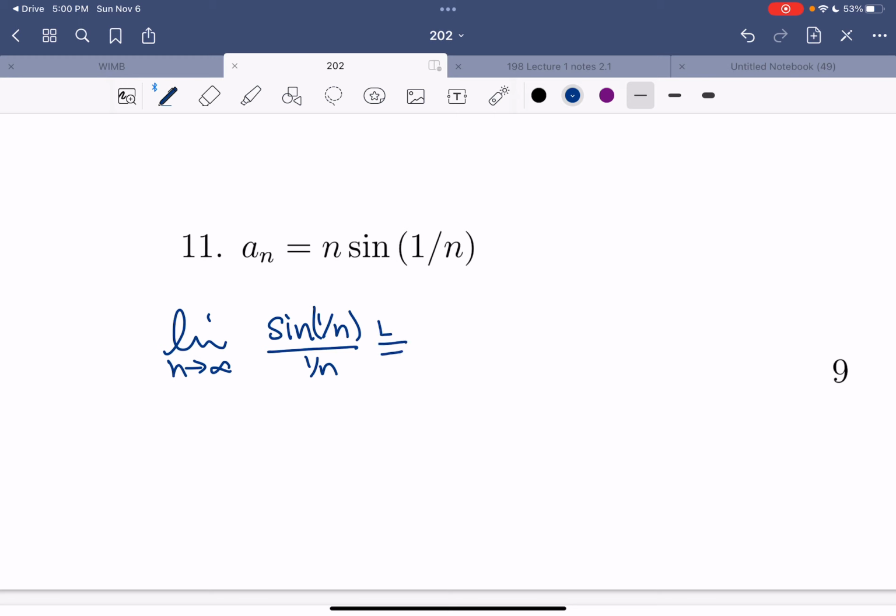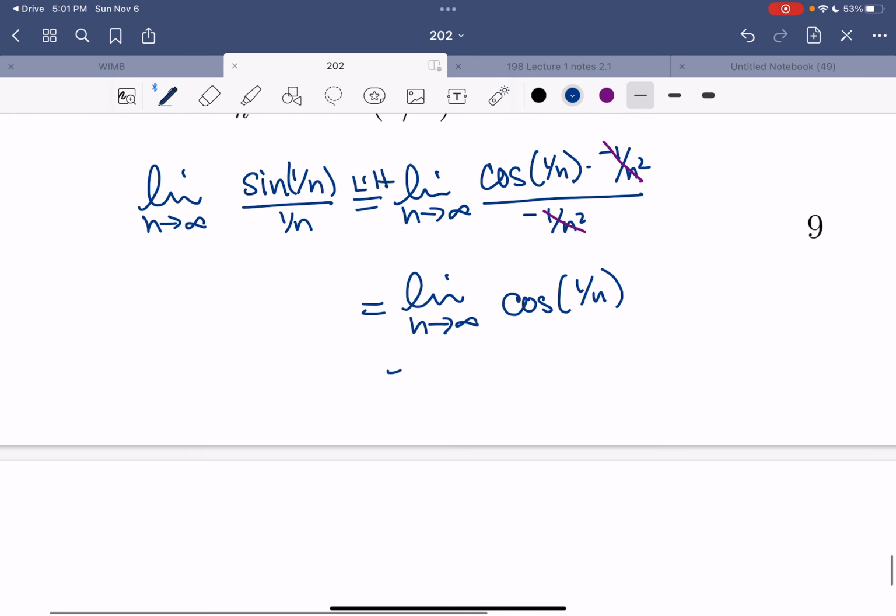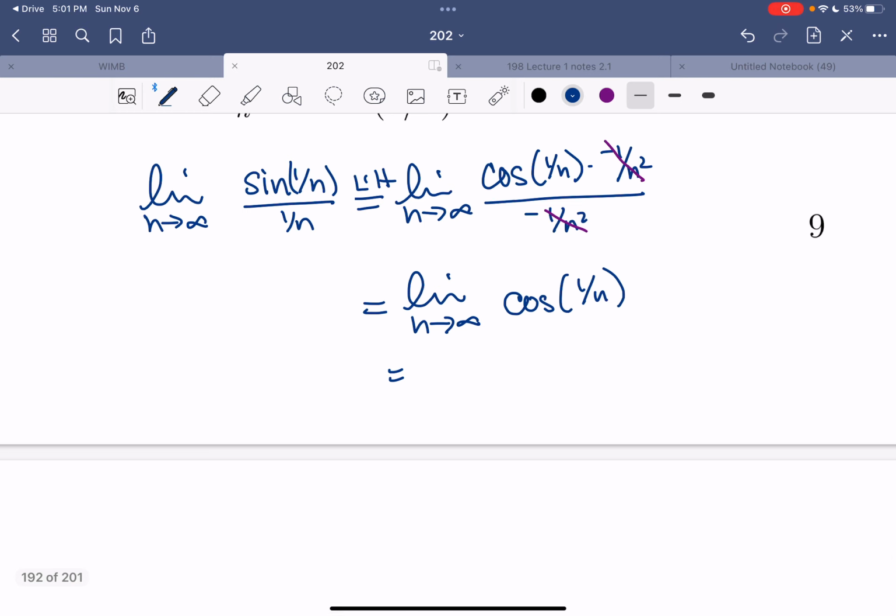And that way, when I use L'Hopital's rule, I have the limit as n goes to infinity. And that's the cosine of 1 over n times the derivative of 1 over n, which is negative 1 over n squared. And on the bottom, the derivative of 1 over n is negative 1 over n squared. So those two pieces cancel, and I'm left with just the limit as n goes to infinity of the cosine of 1 over n. Now we know that the cosine of 1 over n, as you go to infinity, 1 over infinity is 0, so this is equal to the cosine at 0, which is 1, and therefore this is convergent as well.